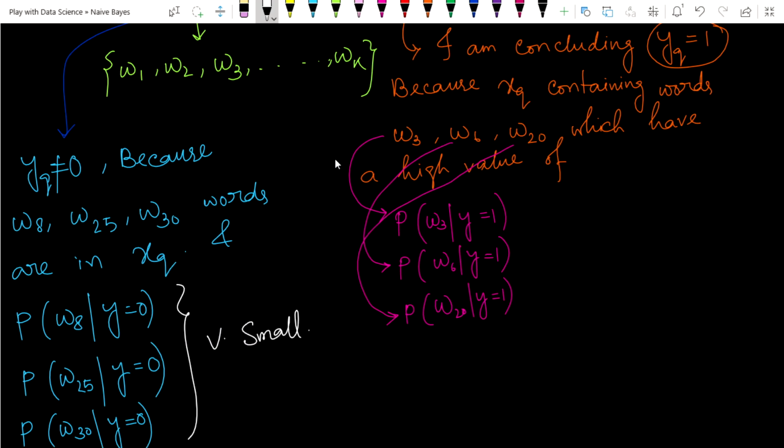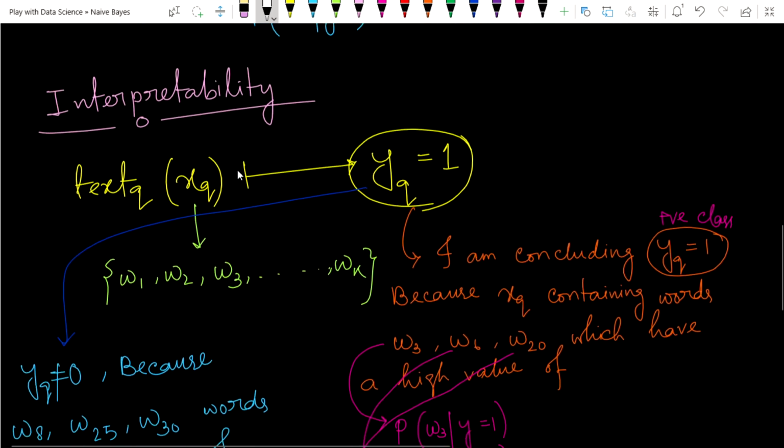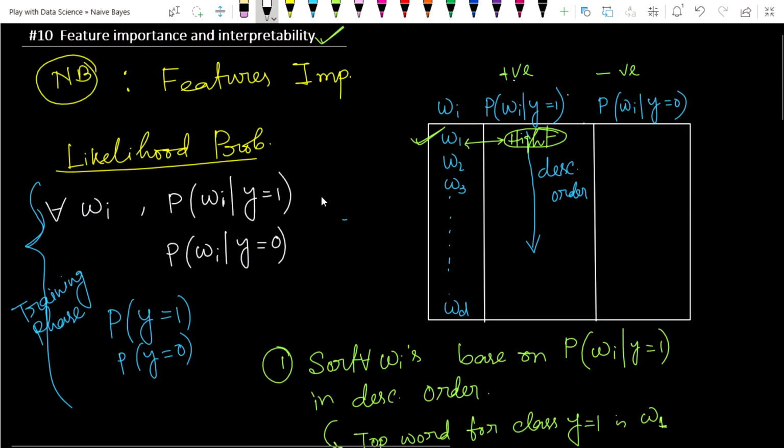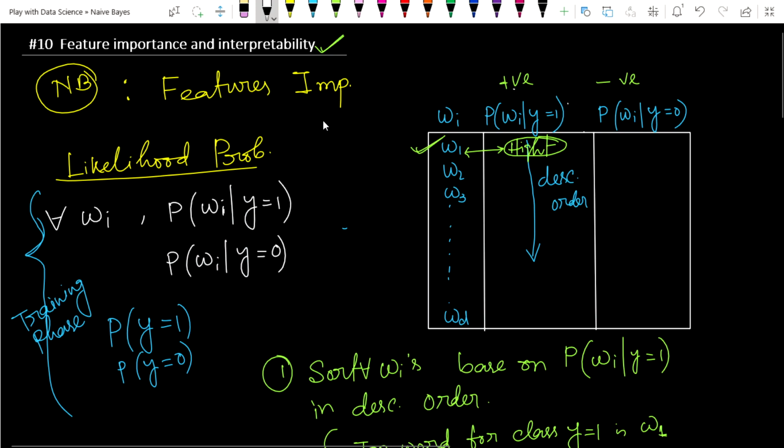I think you can understand interpretability, how easily we can interpret it. Our query point is not in one class and is in the other class. We can easily give the reason behind that, and also find the important features of our model. I think this is clear to all of you. It is a simple thing. If you have not understood it till now, please revisit it again. I think it will be clear.